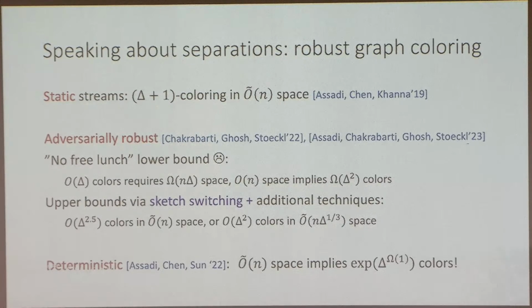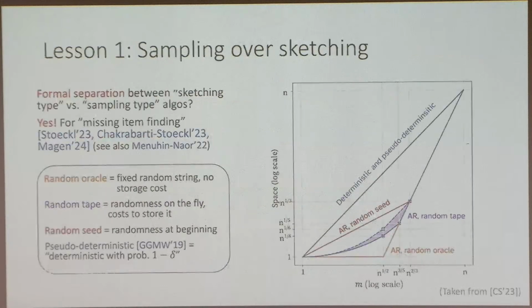These lower bounds are known to be almost tight. There is some small gap remaining, but also we have a separation here between adversarially robust and deterministic. So if we want, for example, semi-streaming space, we actually need an exponential in delta, in the maximum degree, number of colors. So we have an exponential separation for a very natural problem. The problem that we've seen here, missing item finding, is kind of semi-artificial. But graph coloring is certainly a natural problem.